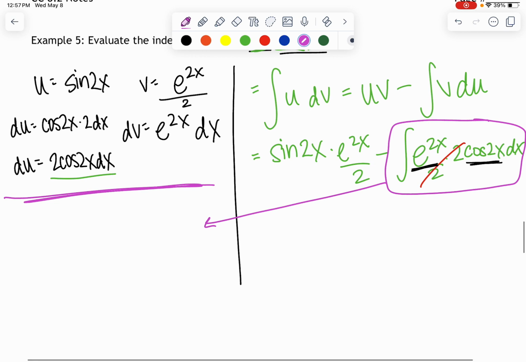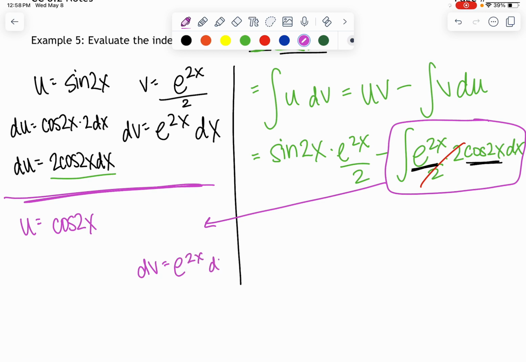I'm going to pick a new u. I want to be consistent. Because I picked trig to be my u before, I'm going to pick trig to be my u again. If not, it gets a little messier. So in order to keep it clean, I'm going to try to be consistent and stick with trig being my u and then my exponential function being my dv. So it's e to the 2x dx.